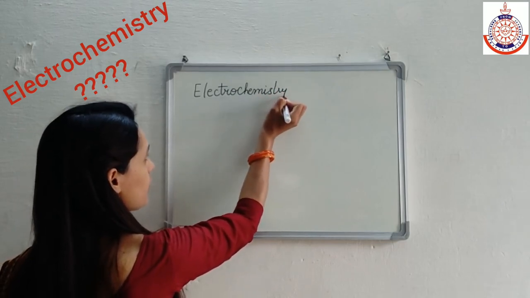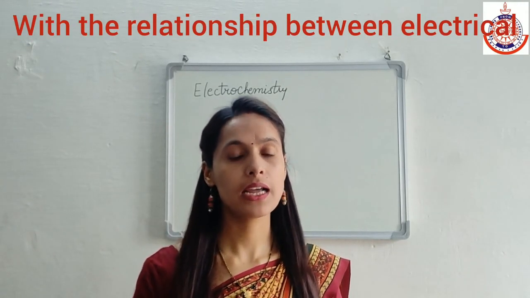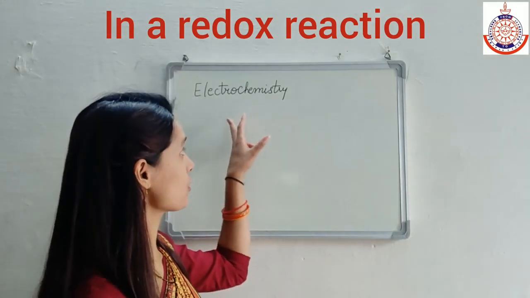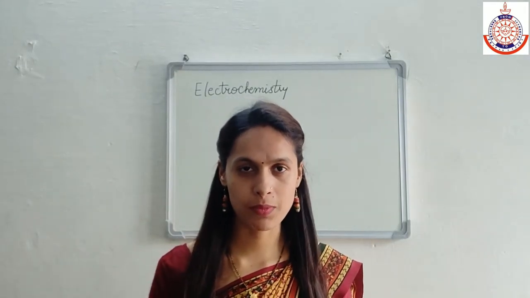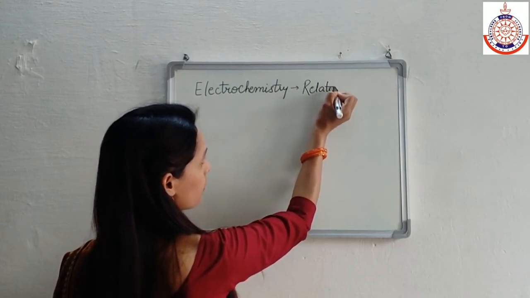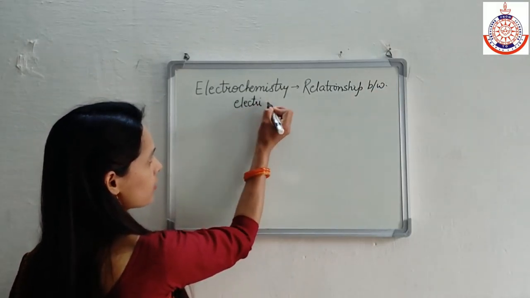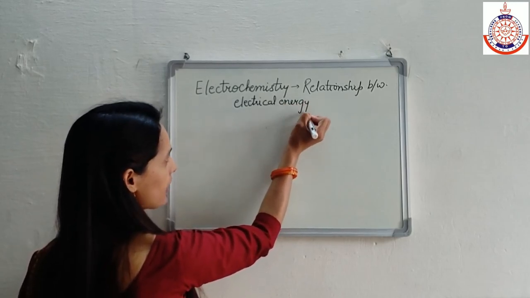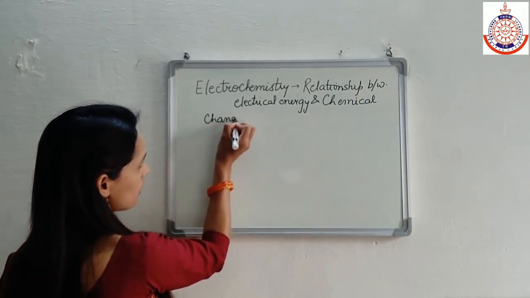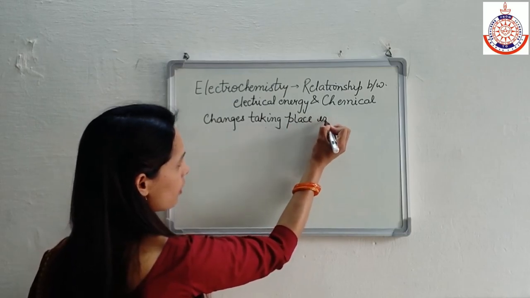Now, what is electrochemistry? Electrochemistry is the branch of chemistry which deals with the relationship between the electrical energy and the chemical changes taking place in a redox reaction.